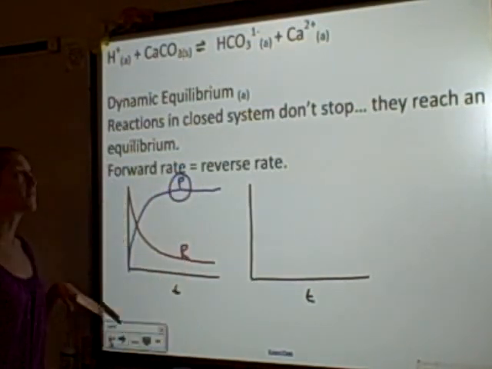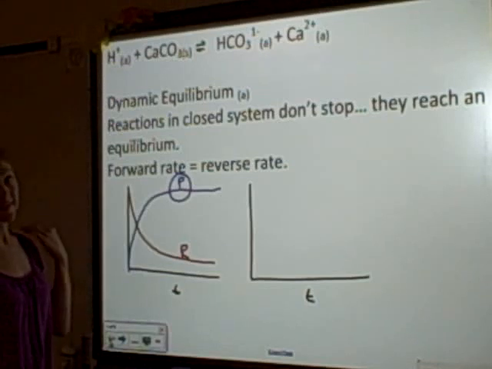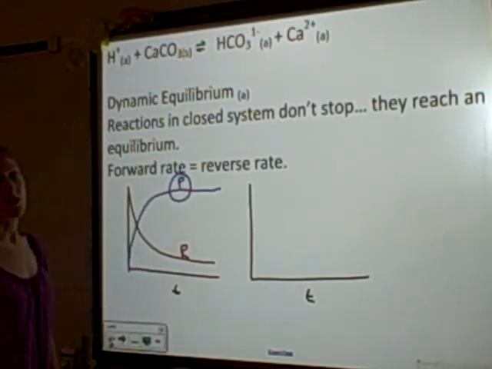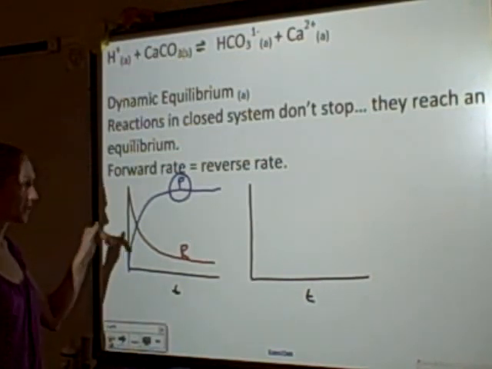An example of a product-favored reaction would be calcium carbonate and acid. It is going to react, it is going to dissolve. Most of your calcium carbonate will dissolve. So this is product-favored.